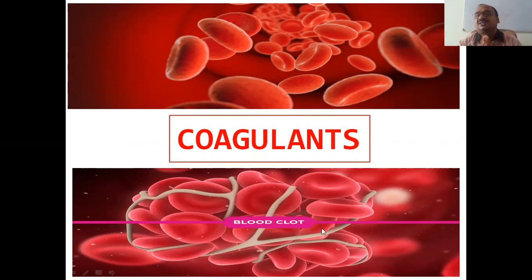So coagulants are the substances which make the blood clot, plug together, tie together. That is called coagulants.